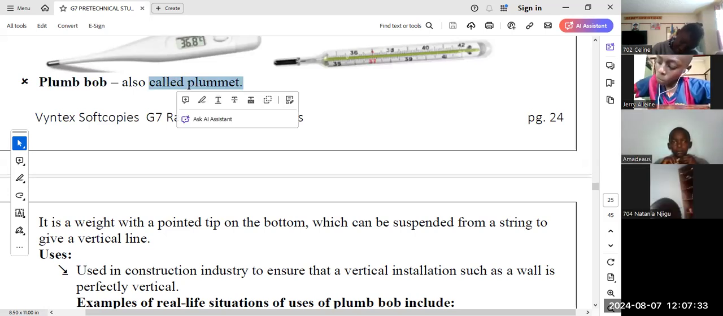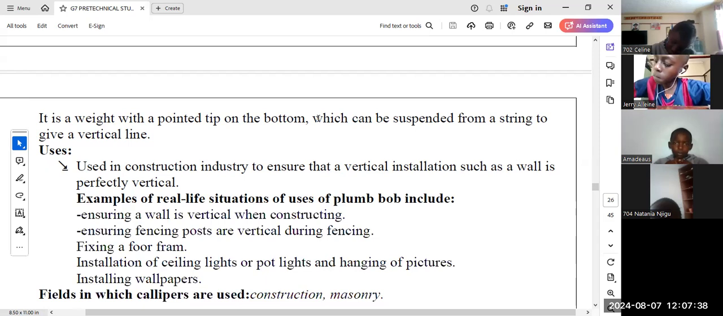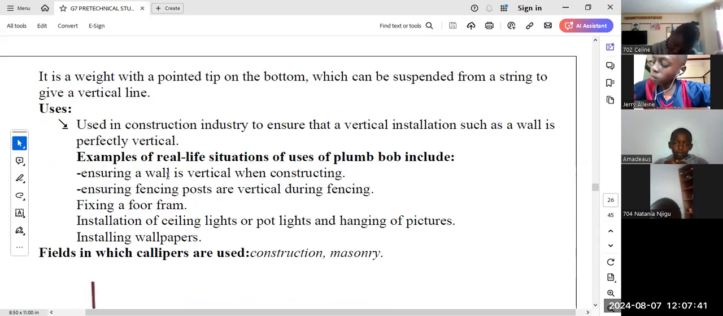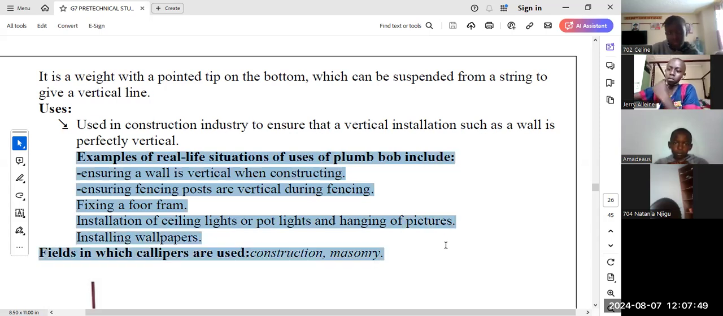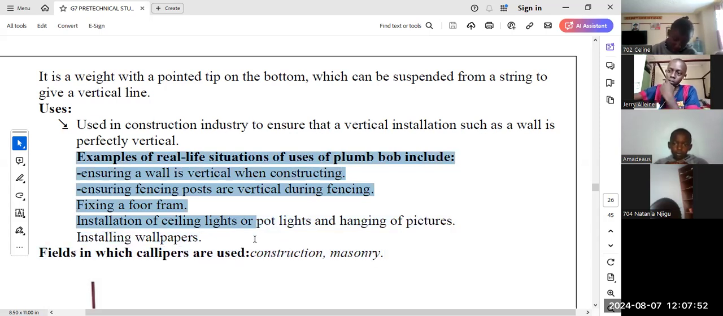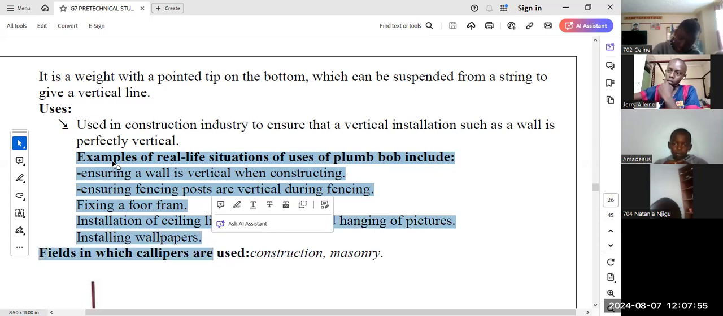So you see, we have a variety of measuring tools, and there are very many. This is just a few that we have decided to use. Now, somebody can ask you for examples of real life situations where the plumb bob is used. The examples include ensuring a wall is vertical when constructing, ensuring fence posts are vertical during fencing, and fixing a door frame or a floor.